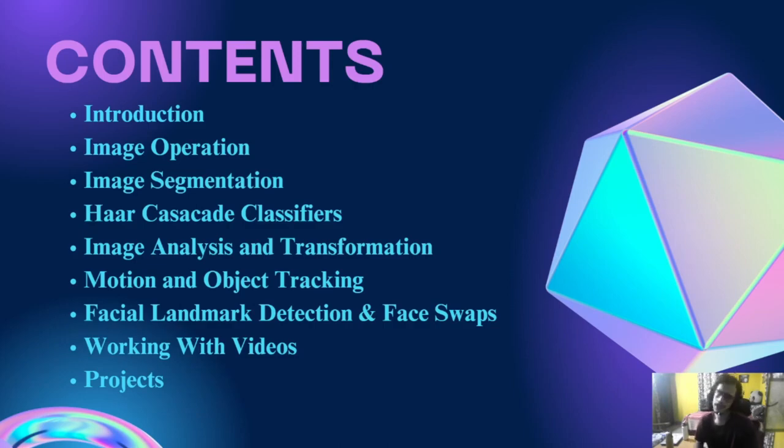After that, in the third video, we will go for cascade classifiers. After that, fourth, we will go for image analysis and transformation. In fifth, we will track the object and motion of the object, of course. After that, facial landmark detection and face swaps. Face swaps like my face in front of my girlfriend's face, my girlfriend's face in front of my face. Like swapping. After that, we will work with videos.